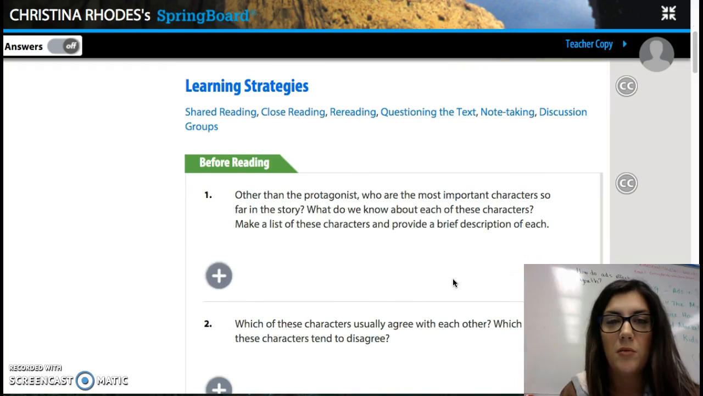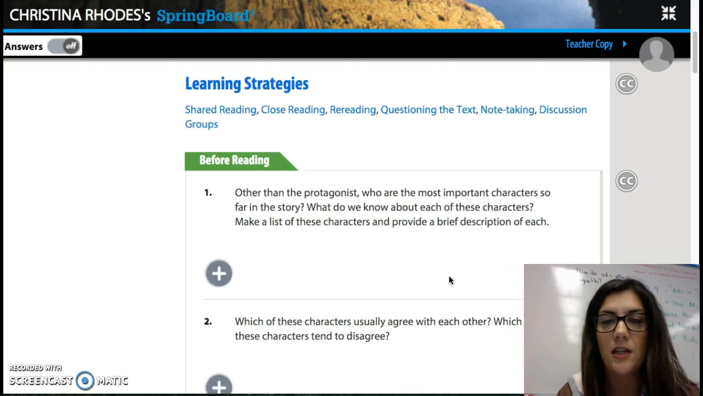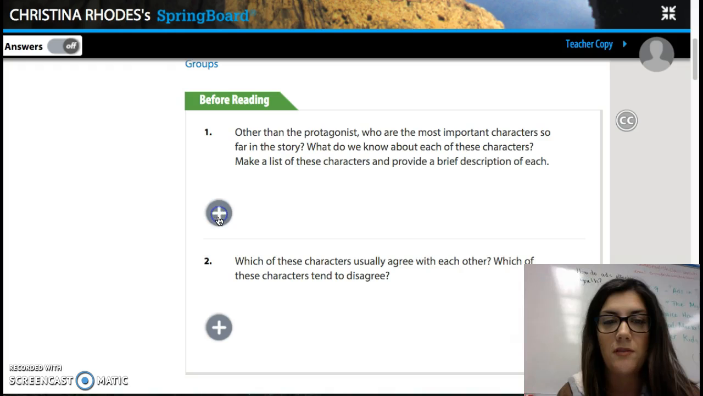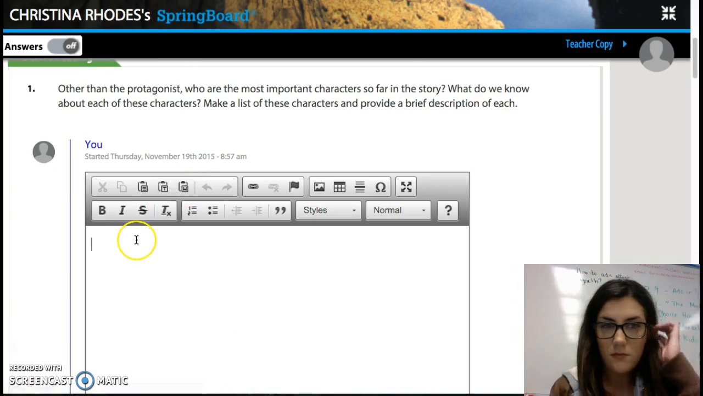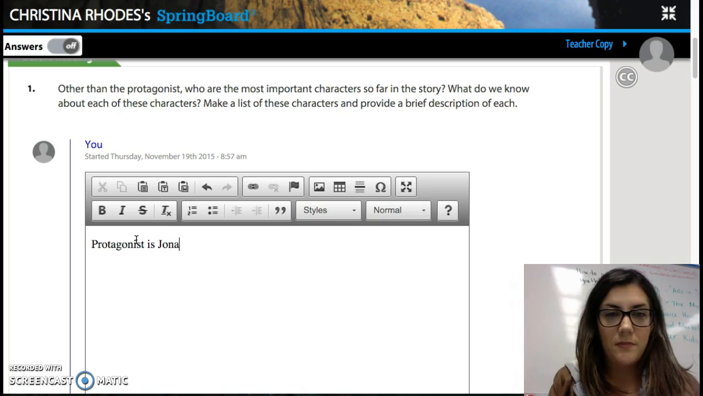Before we read, number 1 says, other than the protagonist, who are the most important characters so far in the story? What do we know about each of these characters? Make a list of these characters and provide a brief description of each. So first of all, please tell your shoulder partner what a protagonist is. So the protagonist is Jonas, and he is the main character.